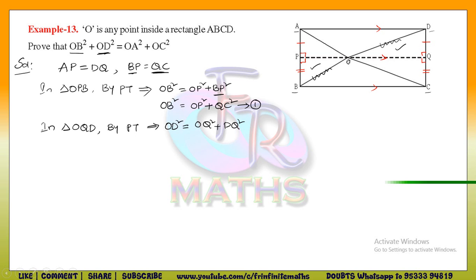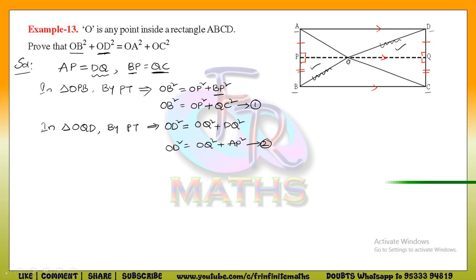Now already beforehand we have written DQ is equal to AP. So replace DQ with AP square. Then this becomes OD square. Let this be equation number 2.